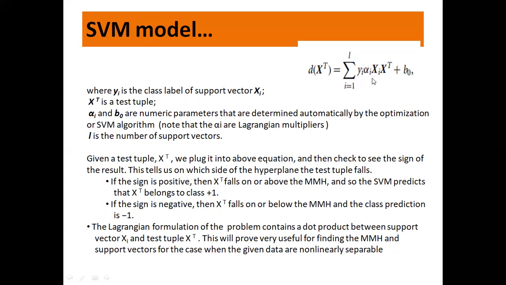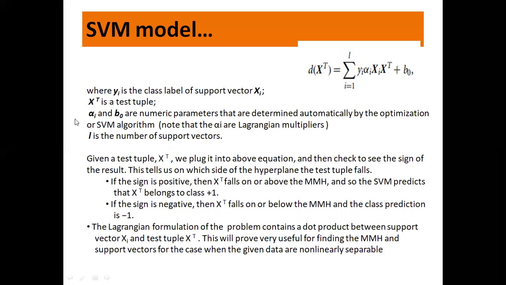Based on the Lagrangian formulation, the MMH can be written as the decision boundary. So this is the formula, right, which is based on the Lagrangian formulation. Here yi is the class label of the support vector xi. So this is our input xi. What we are doing is we are trying to check its class label, whether it is correctly classified or not. So this is the input, this is the output, right? Now xt is the test tuple.